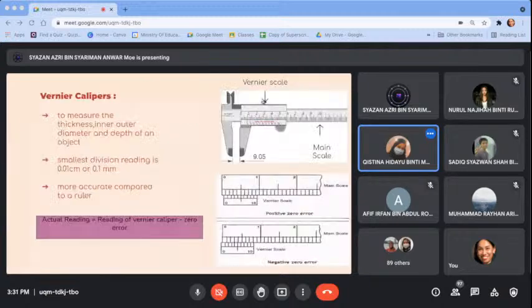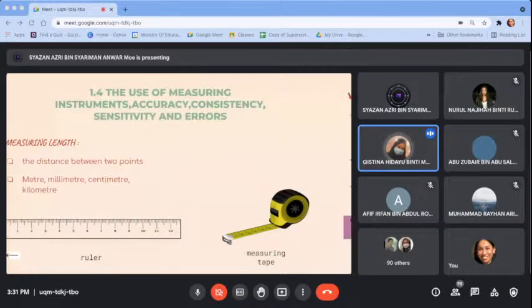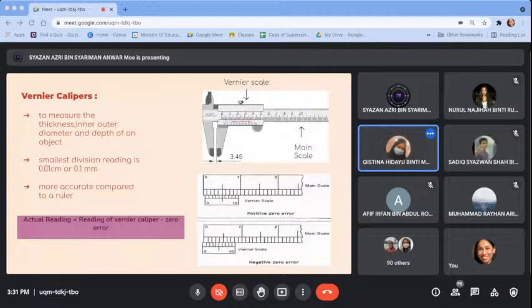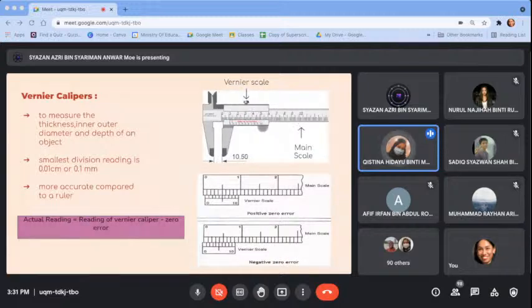To measure length, we can also use measuring instruments with higher accuracy, such as vernier calipers and micrometer screw gauge. Vernier calipers is used to measure the thickness, inner and outer diameter, and depth of an object. The smallest division of this vernier calipers reading is 0.01 centimeter or 0.1 millimeter. Therefore, vernier calipers is more accurate compared to a ruler.